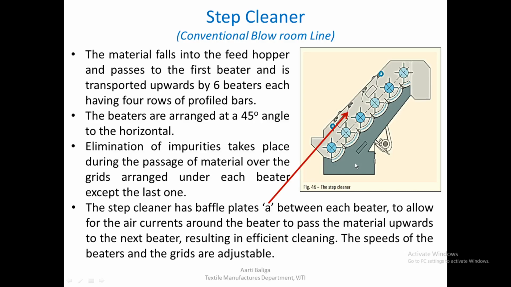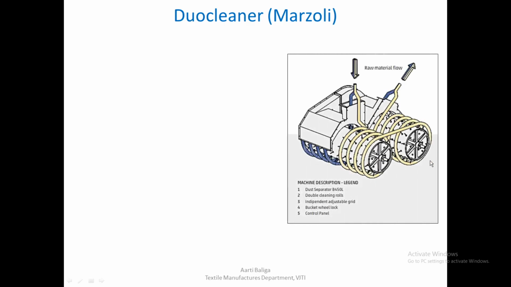So we can see these baffle plates here, and we come to the Deo Cleaner by Marzoli. This is the sketch of the internal arrangement of this particular beater, the Deo Cleaner, and we can see double cleaning rollers are there. There are independent adjustable grids. Then there is a bucket wheel lock, we shall see what it is, and there's a control panel.